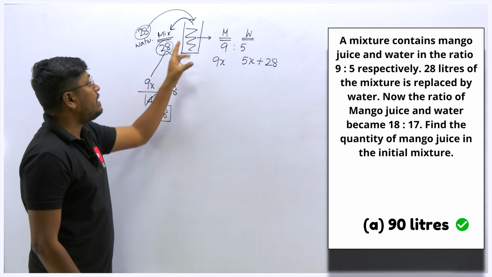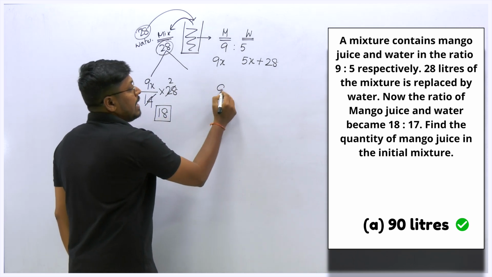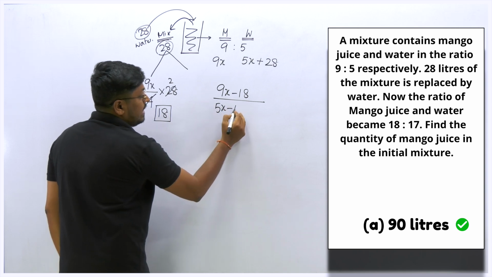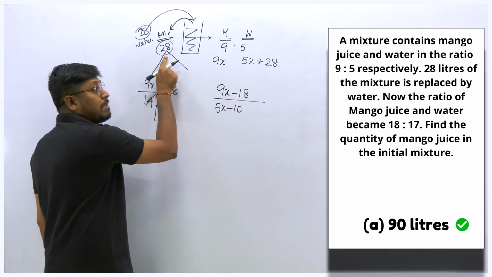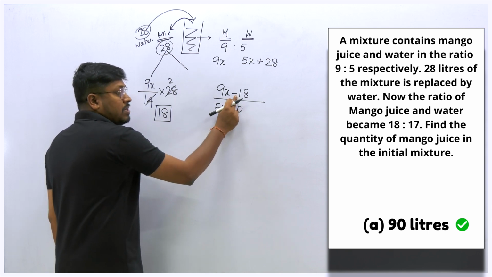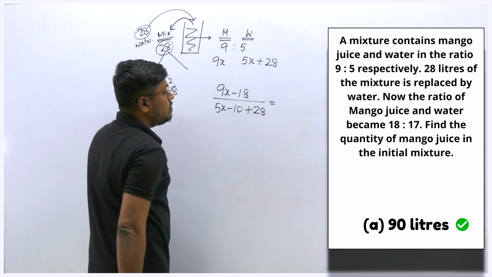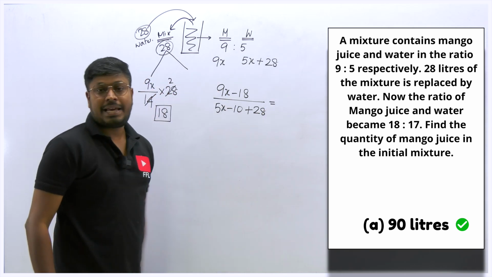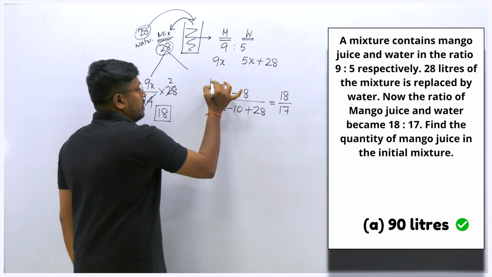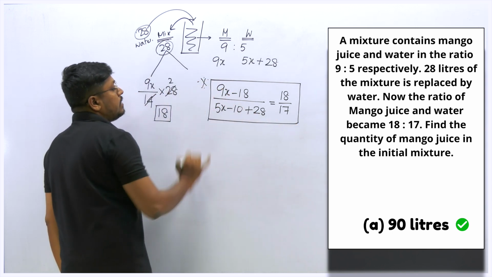So out of 28 liter, what they have taken out from the mixture is 18 liters of mango juice. So 9x minus 18, divided by water, 5x minus 10, because if 18 liter is mango juice, then the remaining 10 liter will be water. So water has been taken out and mango juice has been taken out. Finally 28 liter of water is added again, and after doing this, the ratio becomes 18:17, that is 18 by 17. So friends, understood or not? In alligation mixture, this equation alone is important. So try to understand what they are doing.